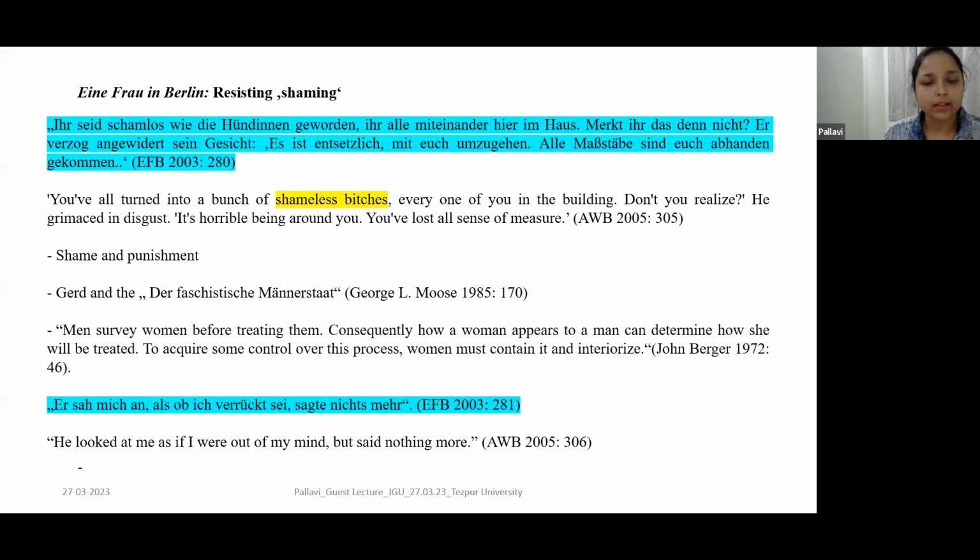And there John Berger also writes, I quote, "Men survey women before treating them. Consequently, how a woman appears to a man can determine how she will be treated. To acquire some control over this process, women must contain it and interiorize it." So this is what Anonyma is against. She is not somebody who is trying to appear in order to be accepted. She is somebody giving her diary and allowing him to confront the reality of what she has gone through.